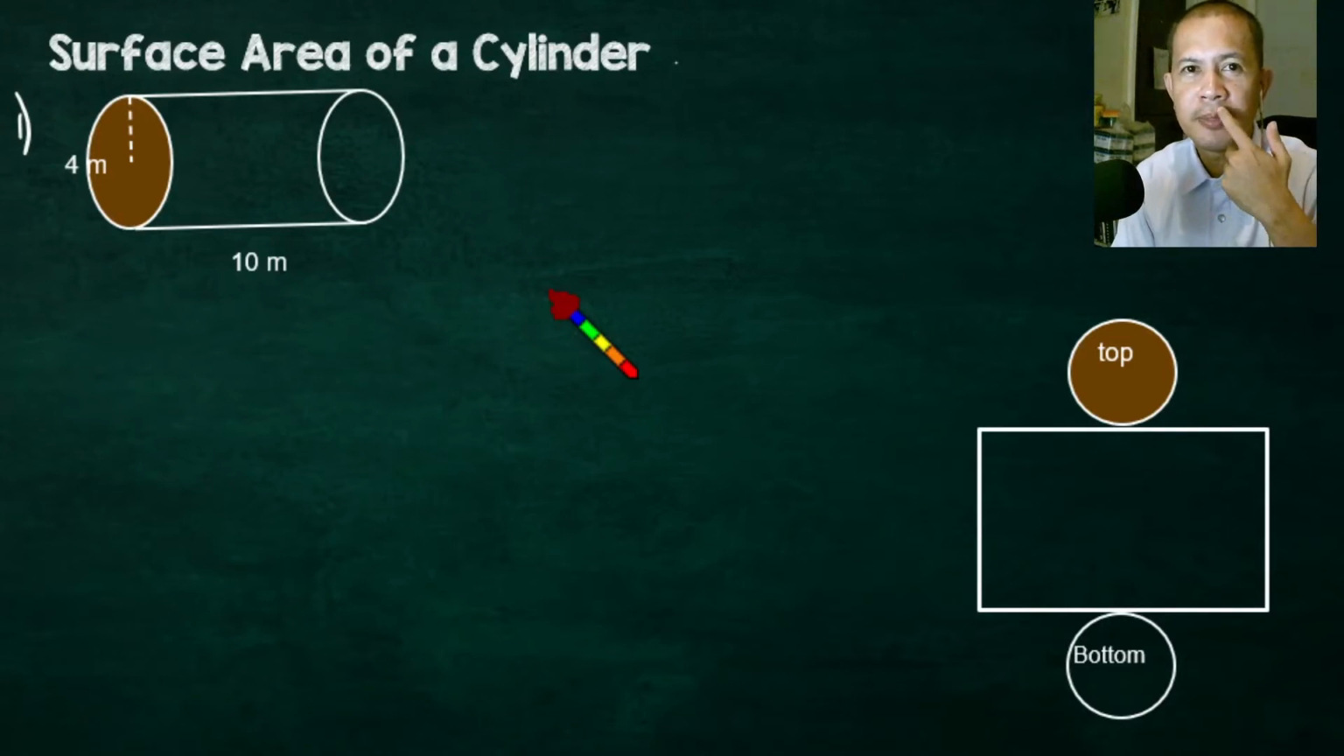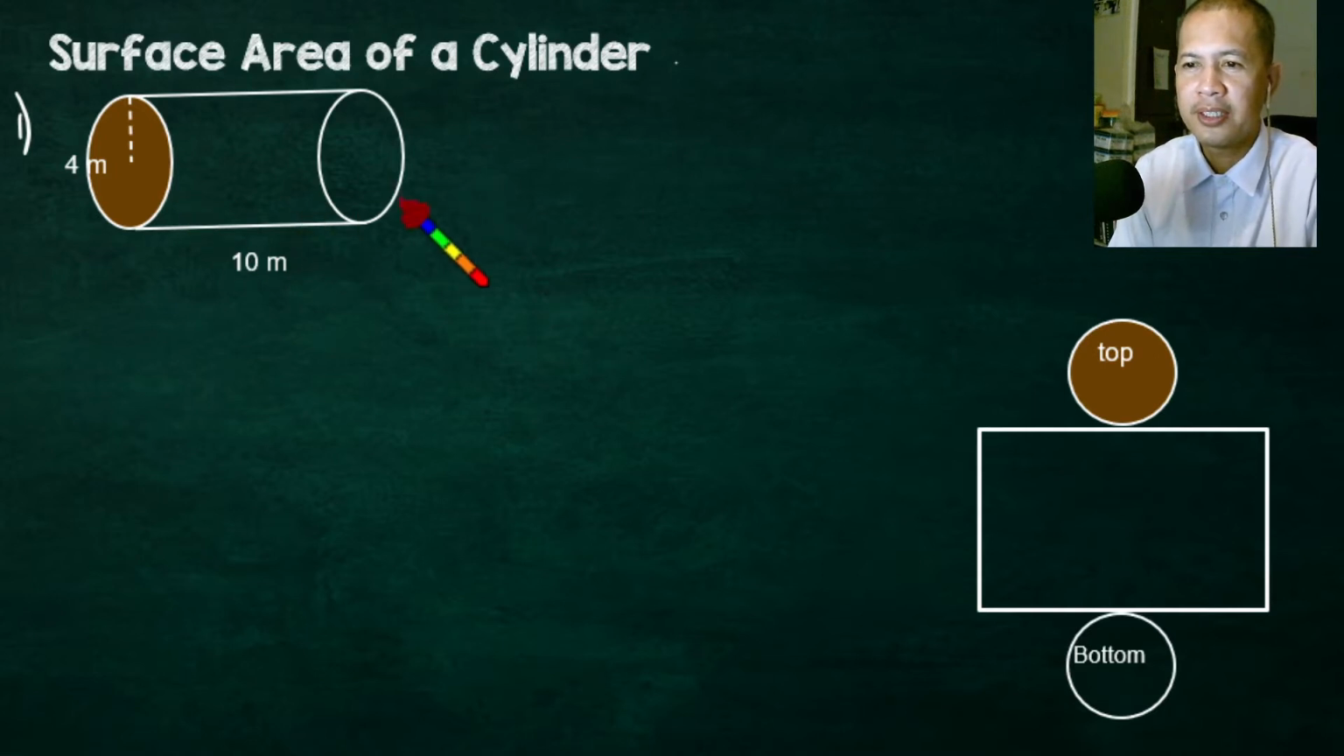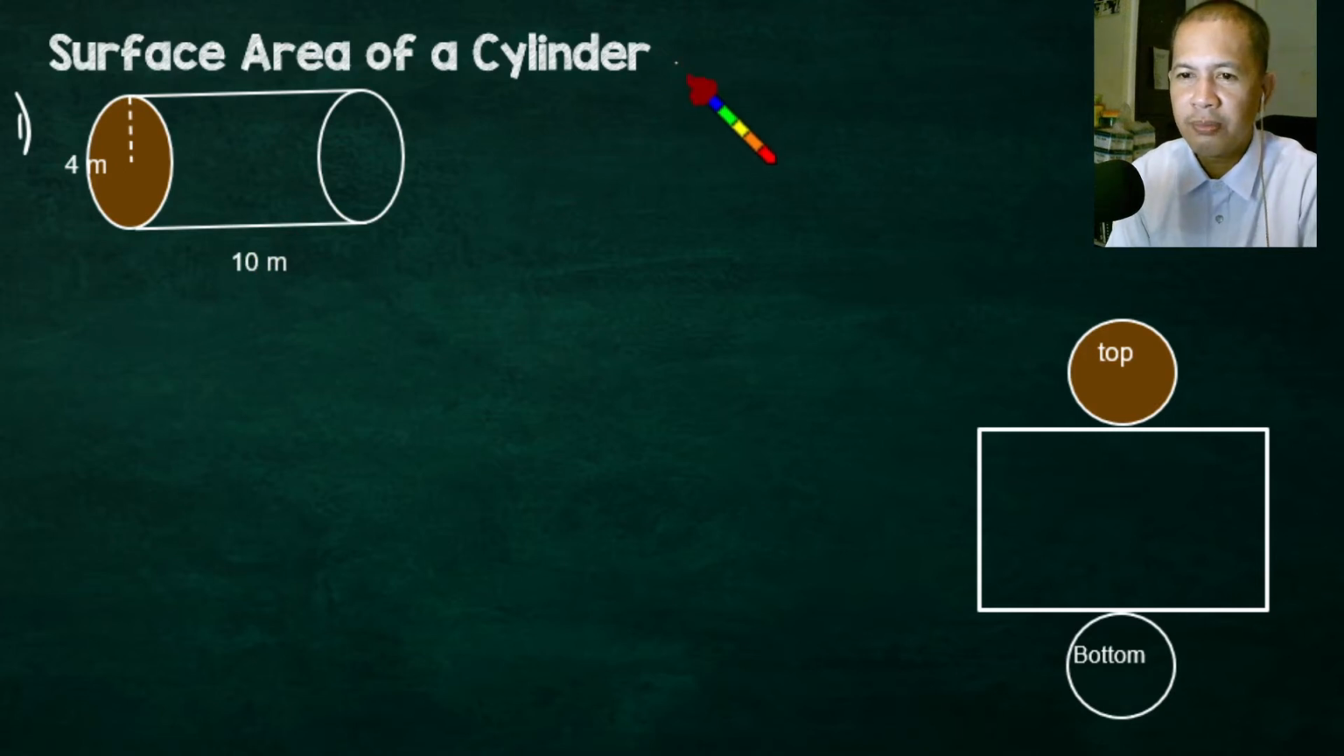For today's video, ang pag-aaralan natin ay surface area of a cylinder. So ang surface area natin, that is the total area around your solid figure. Okay? So para mahanap natin yan, gagamit tayo ng tatlong formula dito.